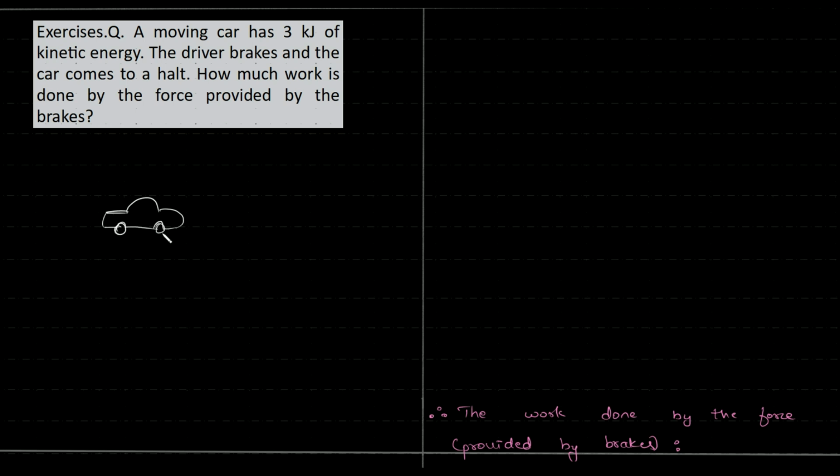A bubbly car. Let me make the tires a bit, yeah, that makes sense. So it is moving forward. Now it has an energy of 3000 joules. 3 kilojoules is 3000 joules. The driver applies the brake, okay, and the car comes to a halt.